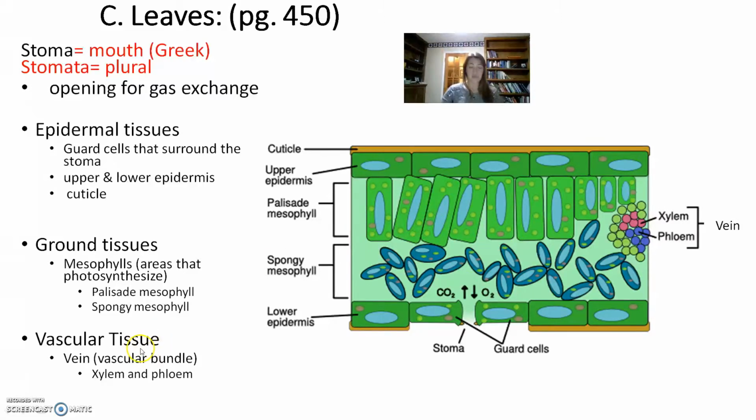In the vascular tissue, we call it a vein in a leaf. And so you have the xylem and phloem over here. This diagram is something you should also memorize. So make sure you know it and can label the dissection or the cross section of this leaf.